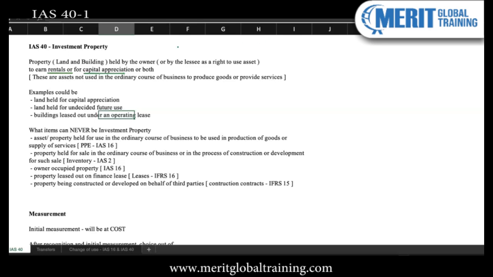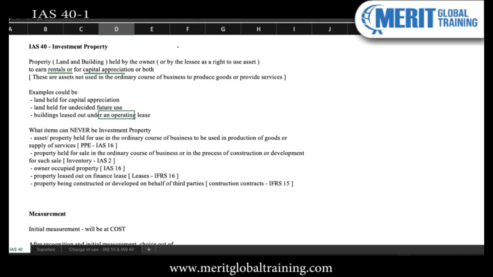Examples could be land held for capital appreciation. There are so many people out there, I'm sure somebody in your family or friend circle has done it, who purchase a plot of land. Like there's a new airport coming up near Noida, or a new airport coming up in Navi Mumbai. So the idea is to purchase a piece of land there right now. Then the area gets developed and the property prices rise, sell off the land and make money in that process.